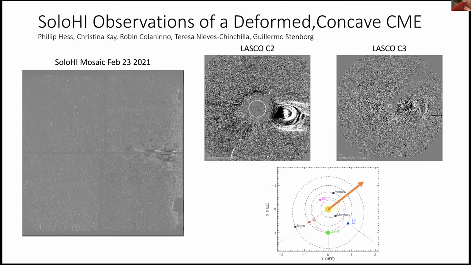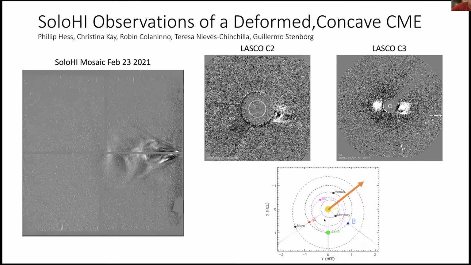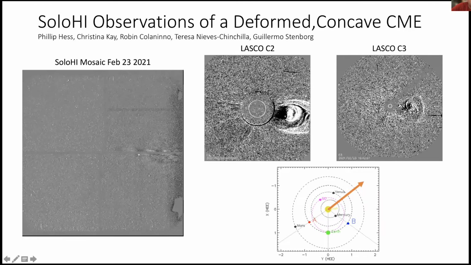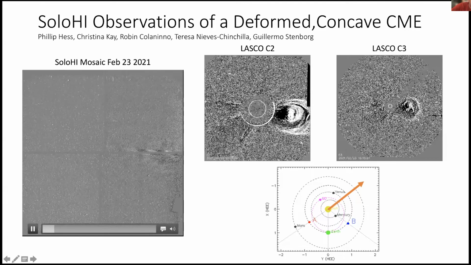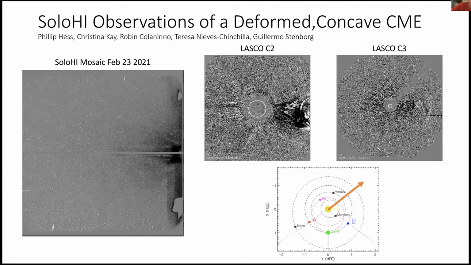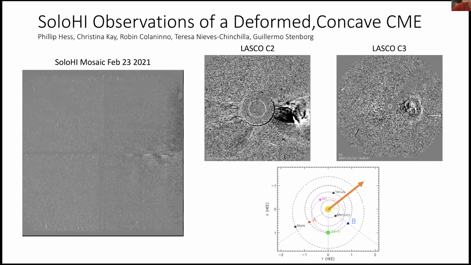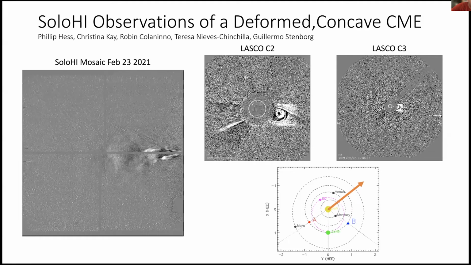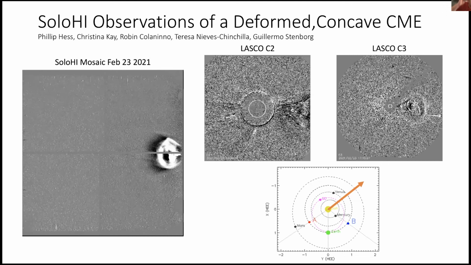The big debate we've been having is whether this is just one CME that goes off and interacts with the streamer belt and gets deformed as it's erupting, or if this is actually multiple blobs going off behind the main CME and somehow coupling with it and creating a more complex structure.